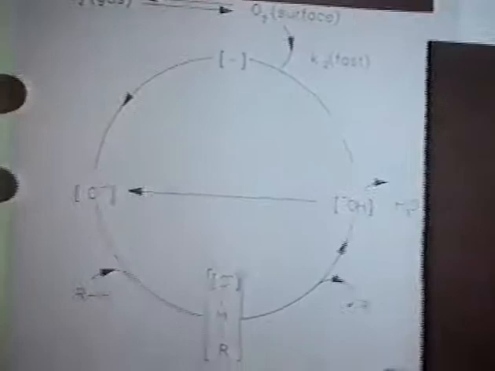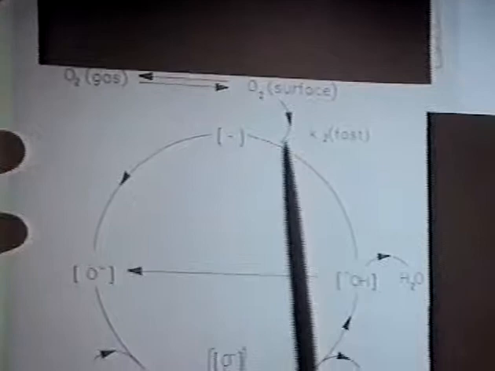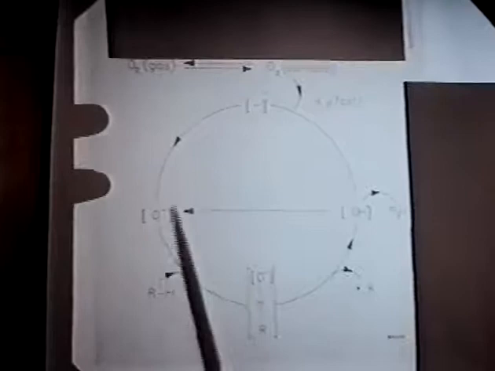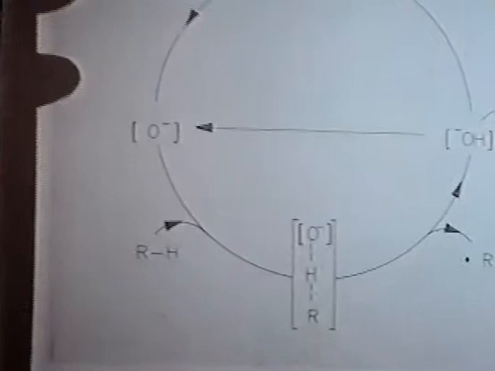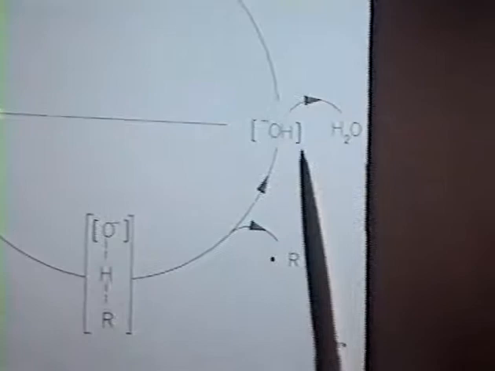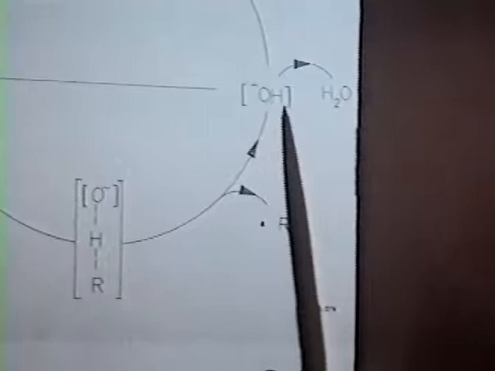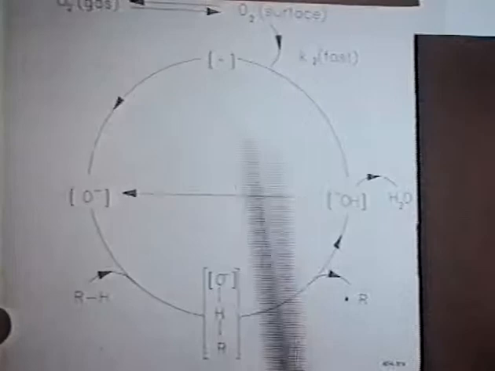So the sort of mechanism that I would like to propose to you is something like this. We have oxygen in the gas phase in equilibrium with a small amount on the surface. The surface oxygen reacts with an anion vacancy to form the O minus ion. The O minus reacts with the alkanes in a linear transition state like so. This bond breaks, the radical is released into the gas phase. OH minus is formed concomitantly. The OH minus disproportionates back into O minus and your vacancy and water.